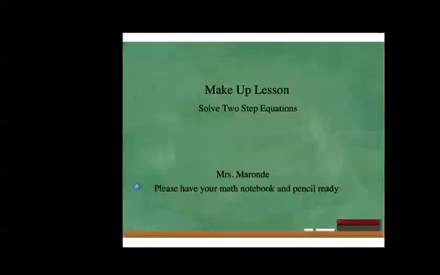Before you do this lesson, you should have already watched using addition and subtraction to solve equations and using multiplication and division to solve equations. This class is going to put all of those together in a two-step equation. Please be sure to have your math notebook and your pencil ready.